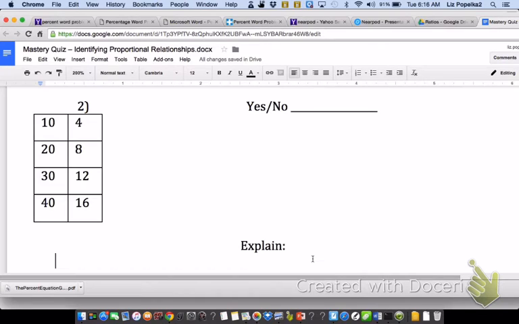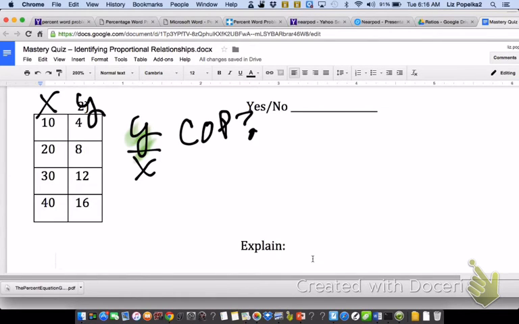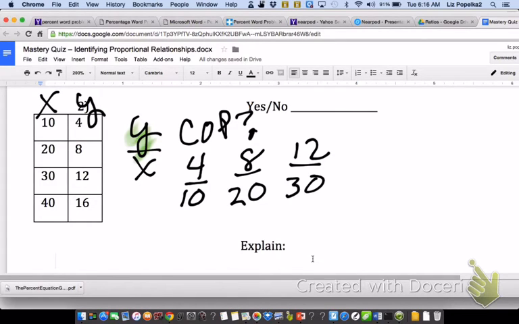For problem number 2, I am going to use the same 2 strategies that I did for problem number 1. First of all, I'm going to take my y values and I'm going to divide them by my x values and see whether or not I get a constant of proportionality. So I'm going to take, remember, this is your y and this is your x, because your y is always on the right. So I'm not going to do 10 divided by 4. I'm going to do 4 divided by 10, then 8 divided by 20, 12 divided by 30, and 16 divided by 40. If I get the same answer all the way across, that means that I have a constant of proportionality. So 4 divided by 10 is 0.4.